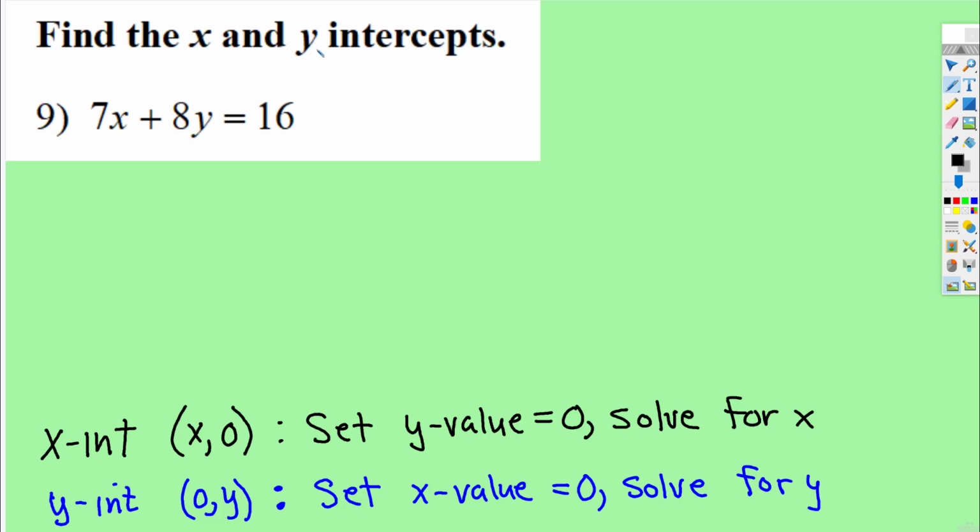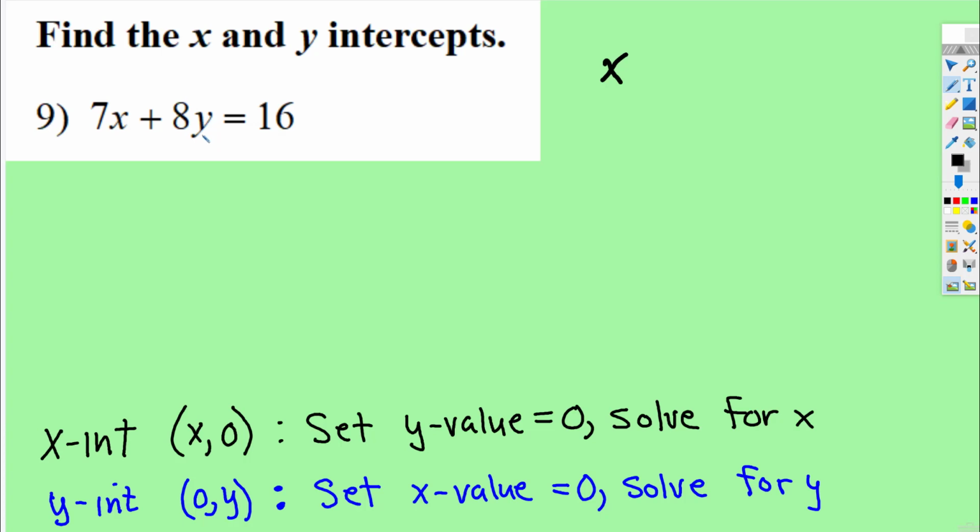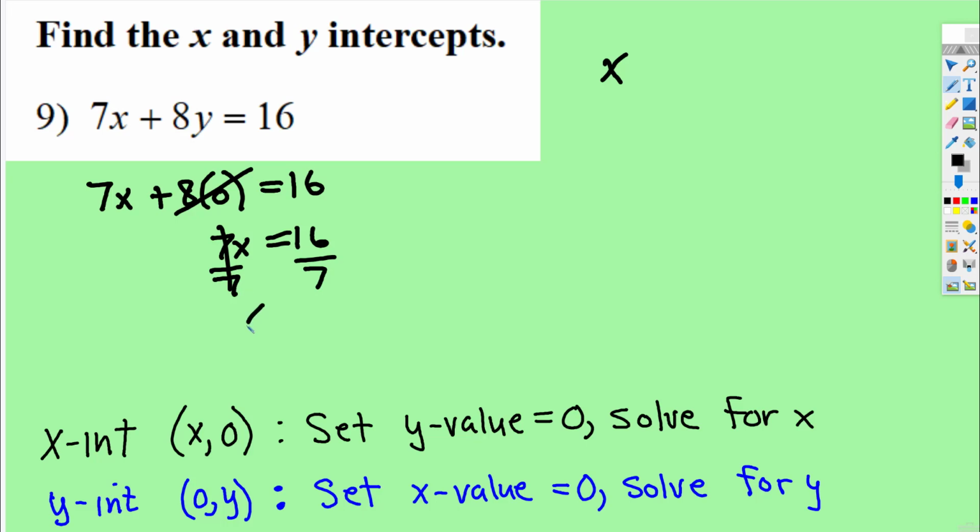Now, if you need to find the x and y intercepts and you don't know what they are, well, remember what we said in this last slide. When you want to find the x-intercept, you set the y equal to 0. So that's what we could do here. We could say, well, I know that when the y is 0, we find the x, that will be the intercept, right? So 7 times x plus 8 times 0 is 16. Well, 8 times 0 is 0. So 7x is equal to 16. Then divide both sides by 7.